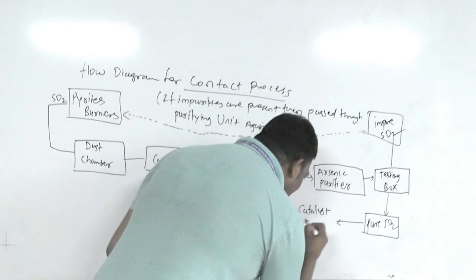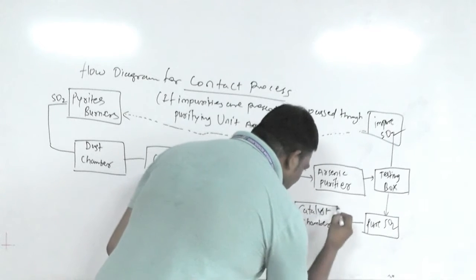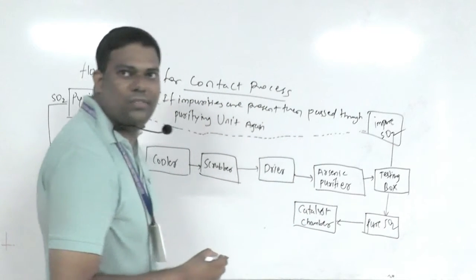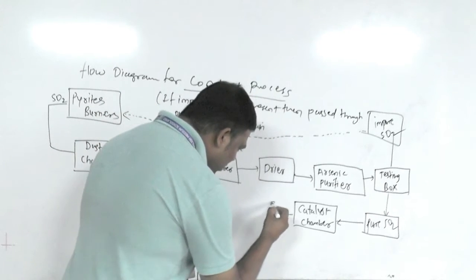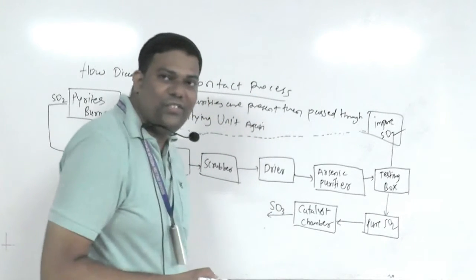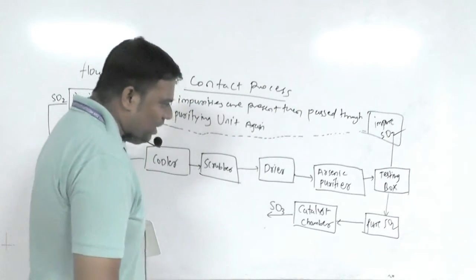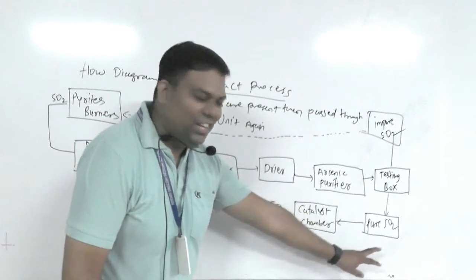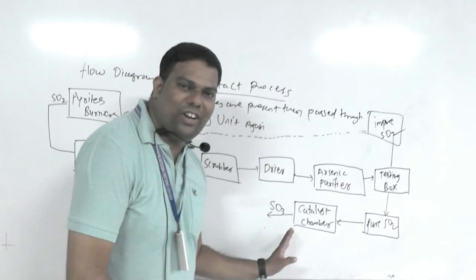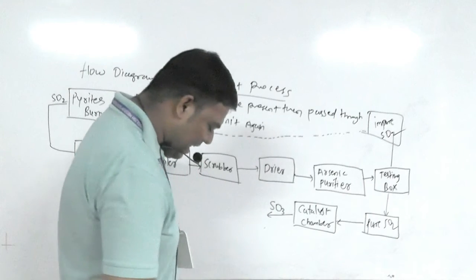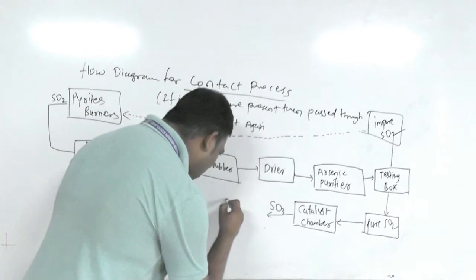Catalyst chamber. Understood? When you pass SO2, it will convert in the catalyst chamber. So obviously it will convert into your SO3, and this SO3 we now have to pass into the absorption tower.